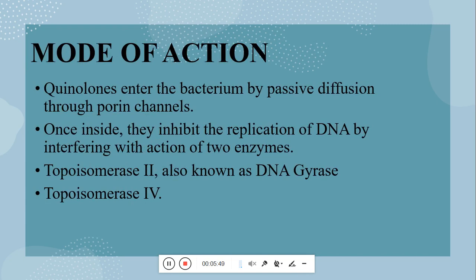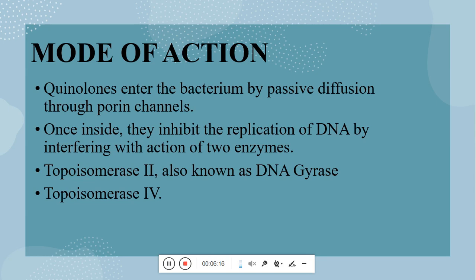Mode of action. Quinolones enter the bacterium by passive diffusion through porin channels. We know that porins permit the passage of molecules such as nucleotides, disaccharides, peptides, amino acids, vitamin B12, etc. Similarly, drugs can also enter the outer membrane of the gram-negative bacteria through these porin channels, and so these quinolones enter the porin channels by passive diffusion.